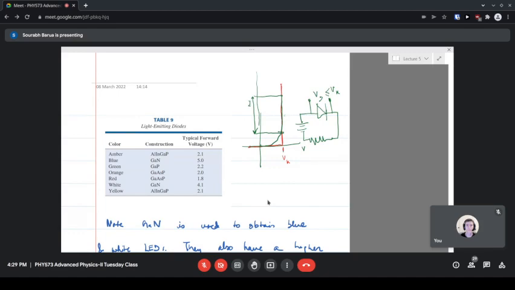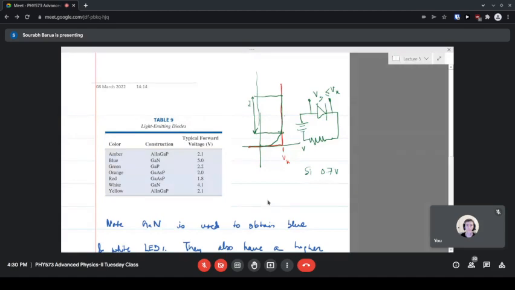For LEDs also, they are diodes, so that will also be the case. But this knee voltage is specific for the material. For silicon, as I said, it is 0.7 volts. For germanium, it may be 0.3 volts. And you can now see that the knee voltage has been given for these different compounds. And also the color of the light which they emit, depending on the band gap, is also given.